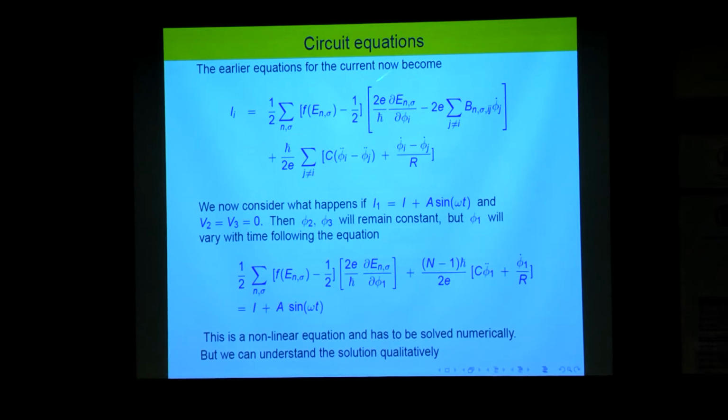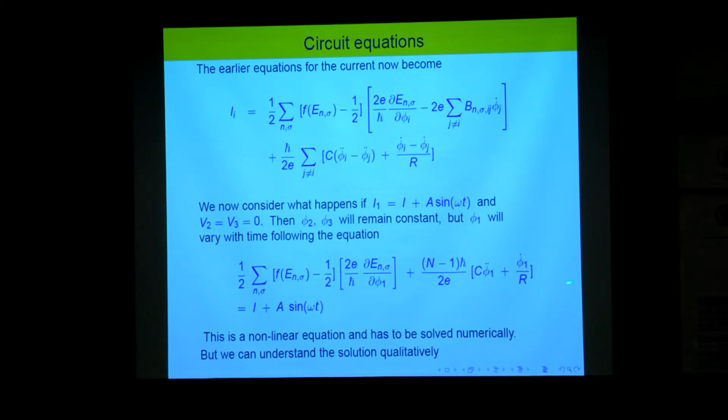So now the earlier equations for the current, we had these terms, now we have to add these terms. These are just like Kirchhoff laws in this circuit. Then what you do is apply a current in wire 1, and it has this constant piece I and an oscillating piece A. And then let's say the voltages in the other two are 0. This looks a little odd, but this is the way Shapiro steps are actually defined. You apply a current, and you try to look at what the potential is in that wire.